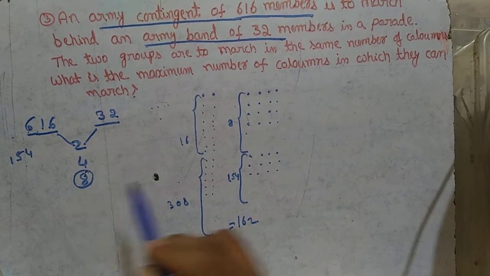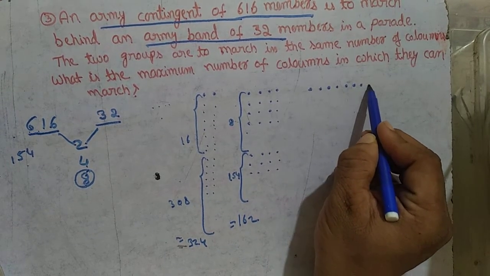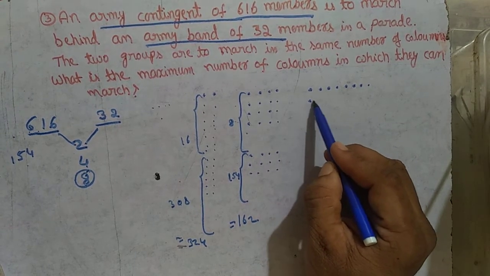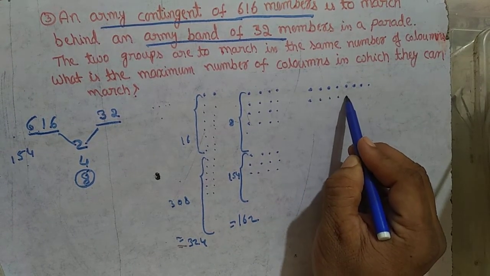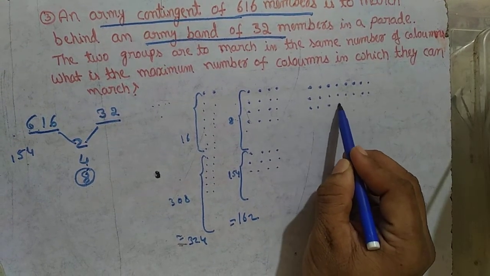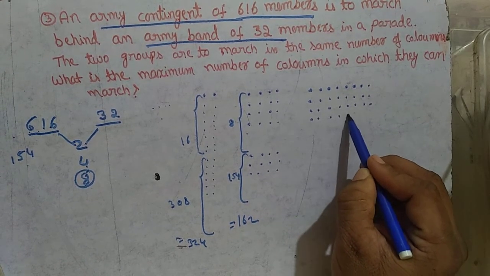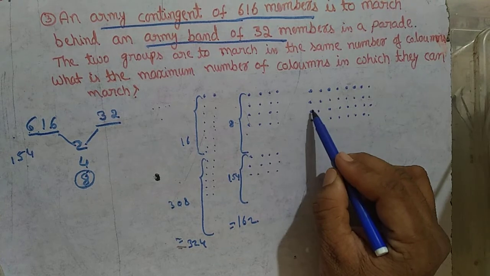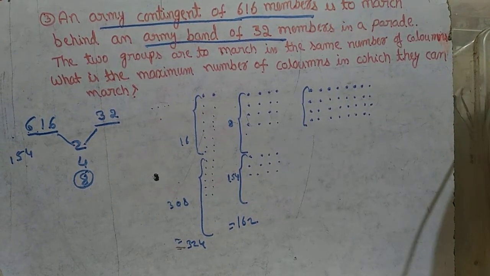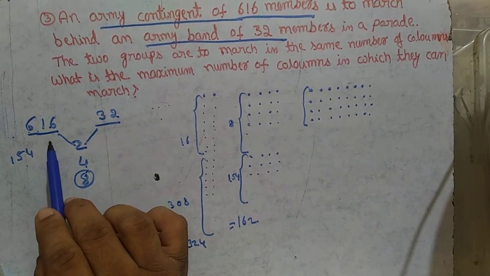When you take 8 like this, 1, 2, 3, 4, 5, 6, 7, 8 columns. The army band you have to put first, because the army will go forward, right? So 8 columns, and 8, 16, 24, 32. The 32 band members will go in front. Behind them, 616 army contingent members will go.